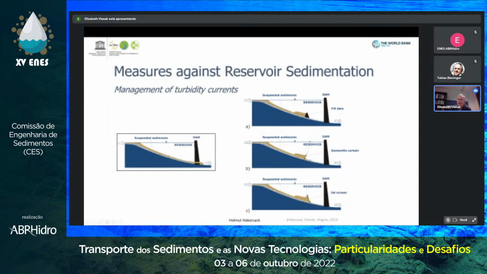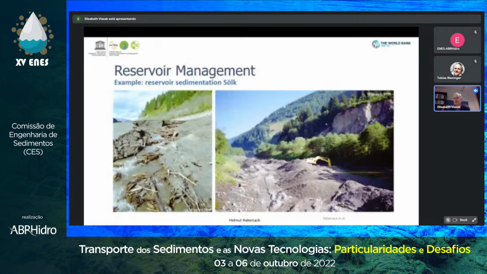It's not always working, because when you have some perturbation, you have to support the turbidity current to be formed, or it can even be destroyed on the other side when you get a lot of turbulence. So it's not working everywhere, but it's one possibility to go for.